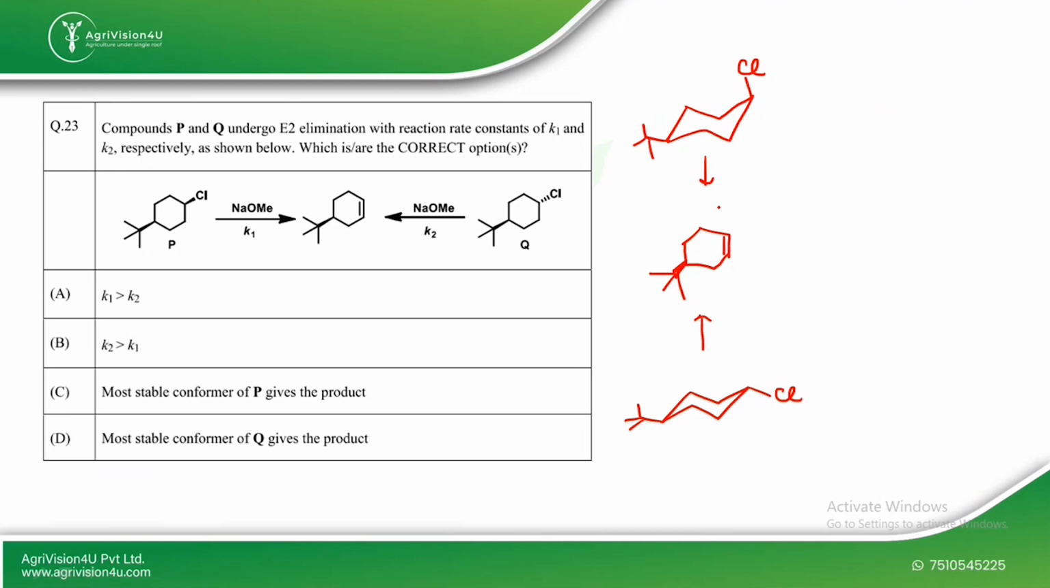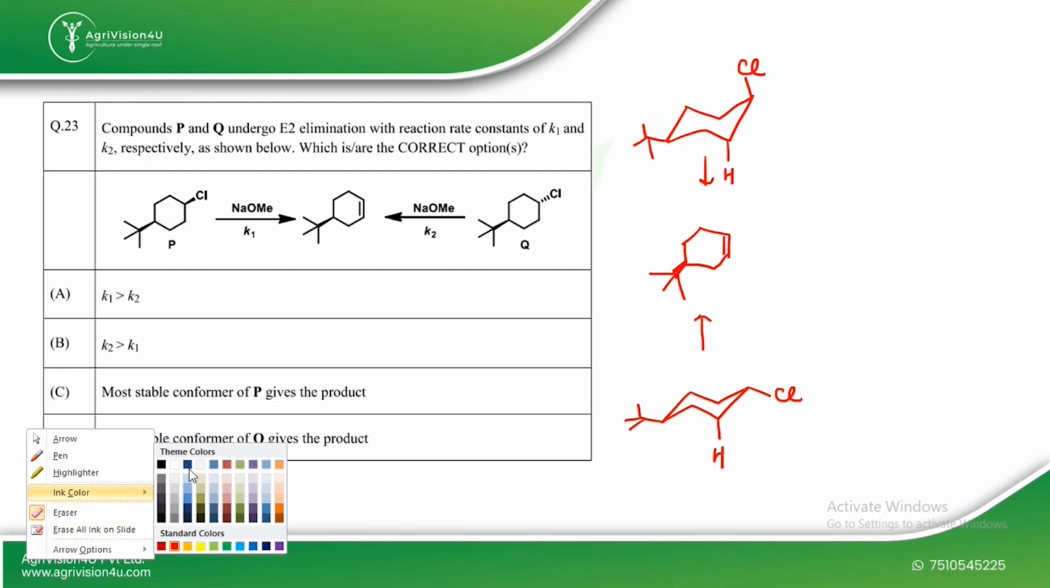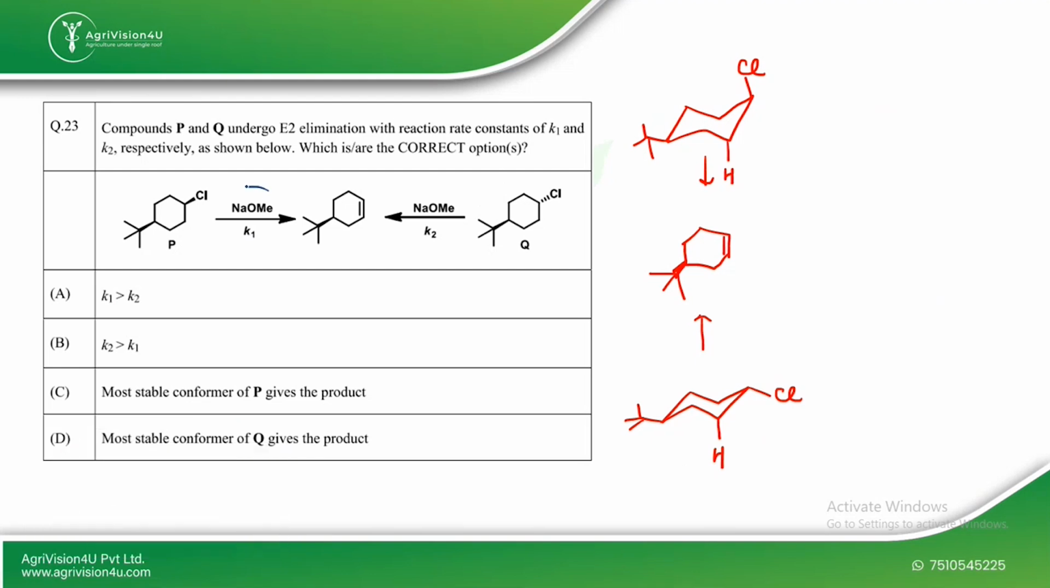Now you can see that this is the hydrogen atom present here, and here this is the H atom present here. So if I take a base, this will be a base, OMe minus. So if OMe minus base comes, it will attack here, it will abstract this hydrogen atom, this will donate its electron here and the chlorine will be removed. As simple as that.